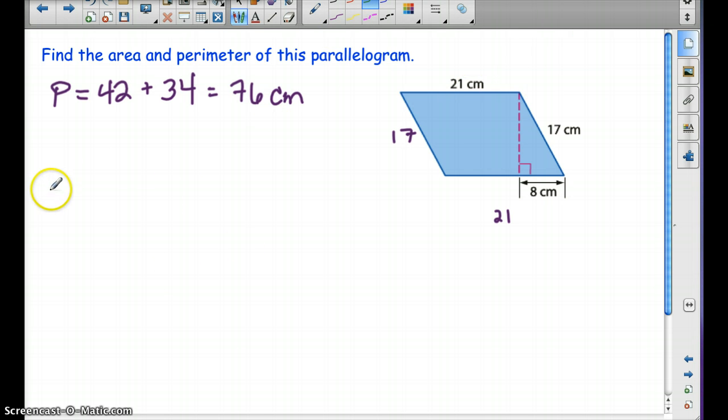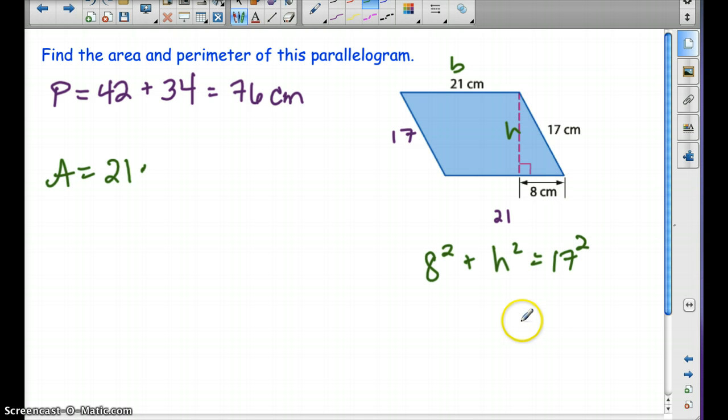Well, the area, we know we have the base. The base is going to be 21. So we know we're going to have 21, but we have to figure out what the height is. So we're missing h here. So how can you figure out the height? Hopefully you guys did the Pythagorean theorem to find that. So when you do that, you end up with 64 plus h squared equals 289. And so h squared equals 225. So h is going to be 15.